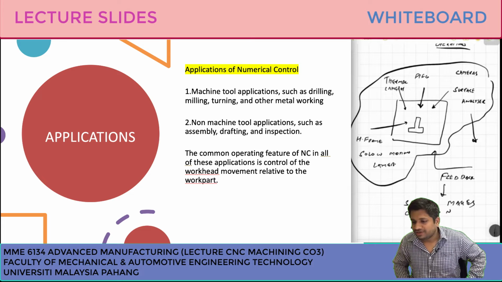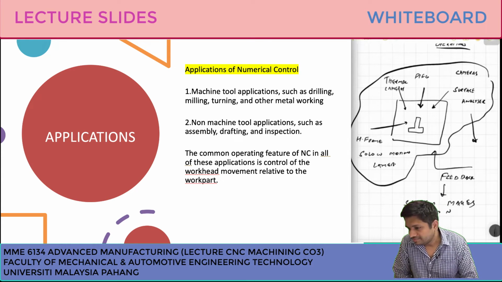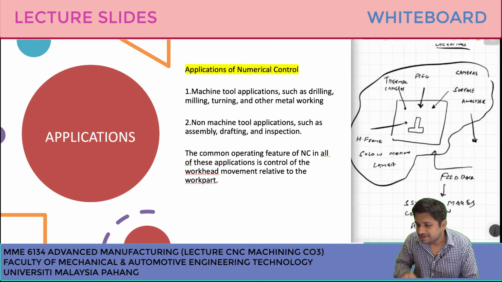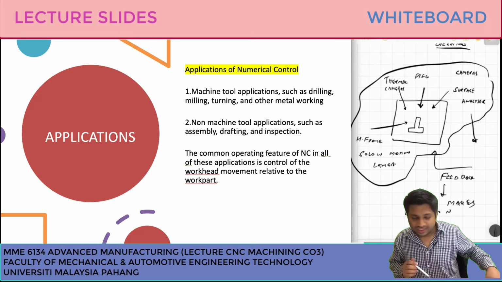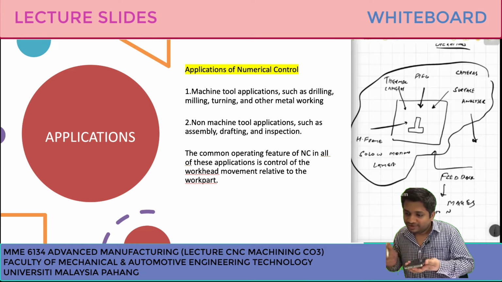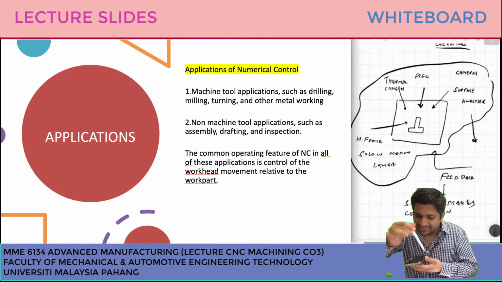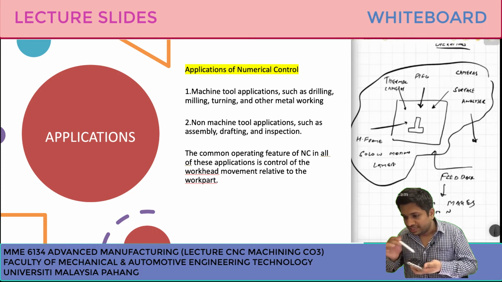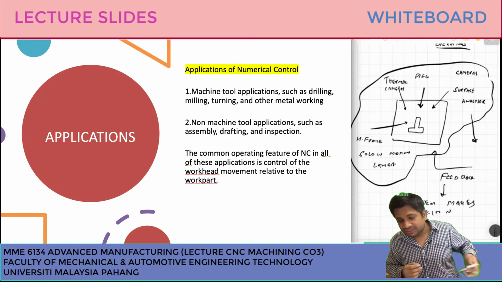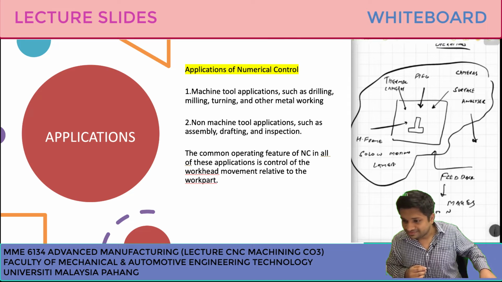So applications of numerical control are in drilling, milling, turning, and other metalworking applications. They are also used in assembly, drafting, and reverse engineering with the help of inspection as well. So let's say I want to do a reverse engineering of my phone. Then what I am going to do is I will attach a camera or a laser scanner to a CNC system, and that system will basically scan and cover all the areas. So it is used in inspection and rapid prototyping as well.